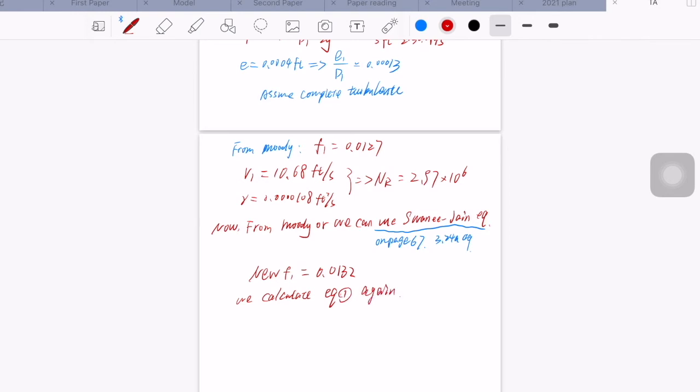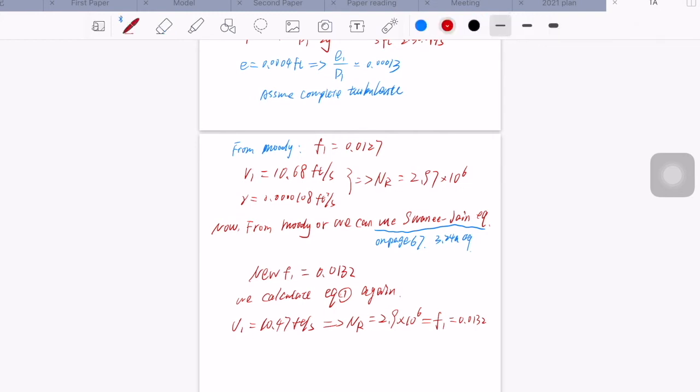We can get that velocity 1 equals 10.47 feet per second. And we also can calculate the new Reynolds number, which equals 12 times 10 to the power of 6. And then we can find the friction factor also equals 0.0132. So now the friction loss is verified.